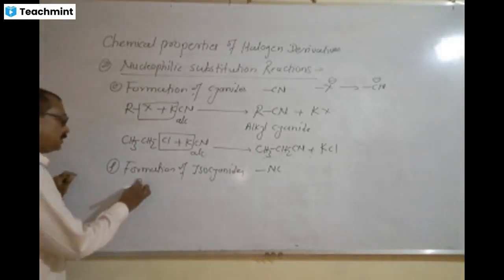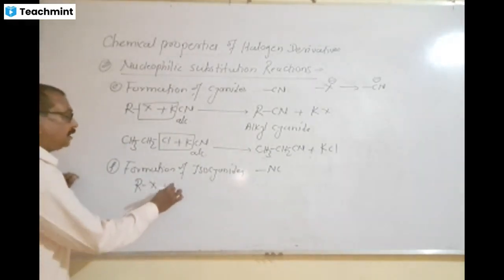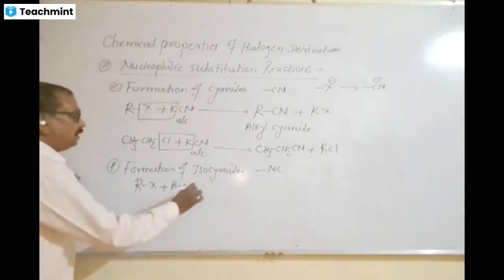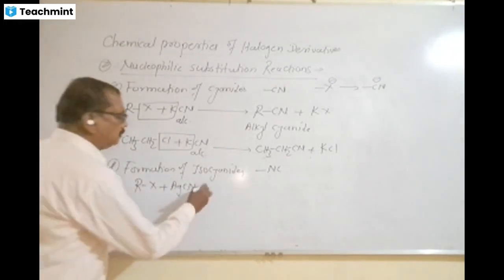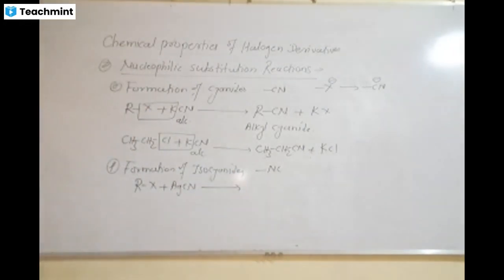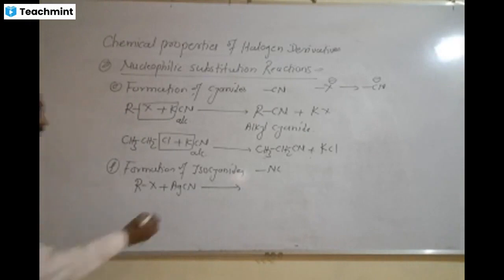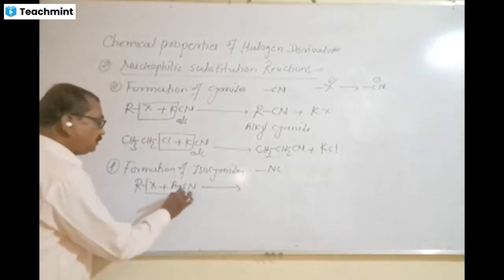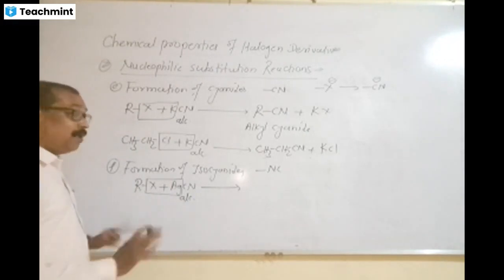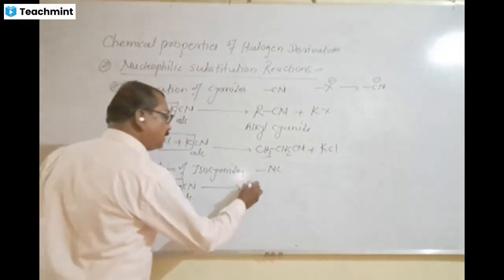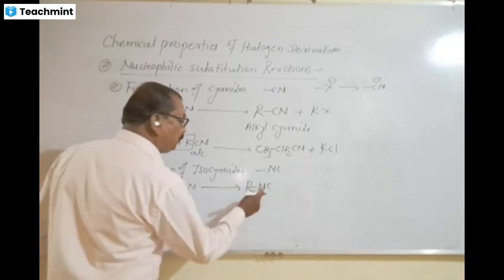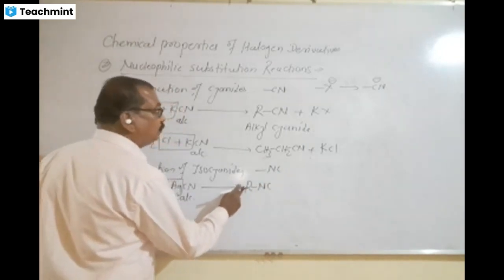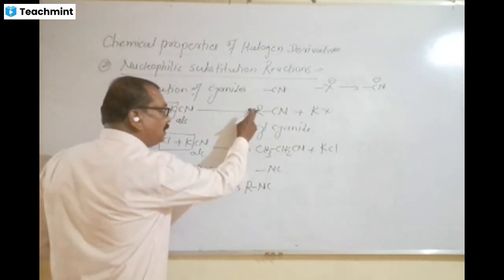Formation of isocyanides. When alkyl halides are treated with silver cyanide in presence of alcohol, halogen and silver form silver halide. But here in this reaction, the bond is formed between nitrogen and alkyl group. The bond is formed between the isocyanide nitrogen-carbon end and the alkyl group.